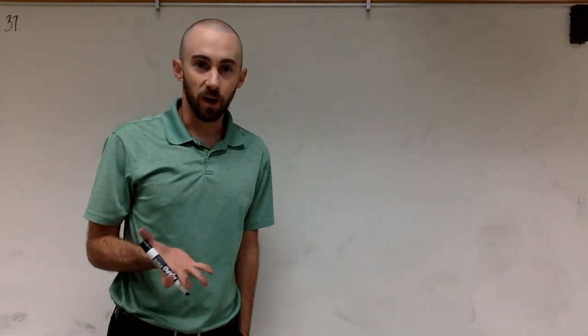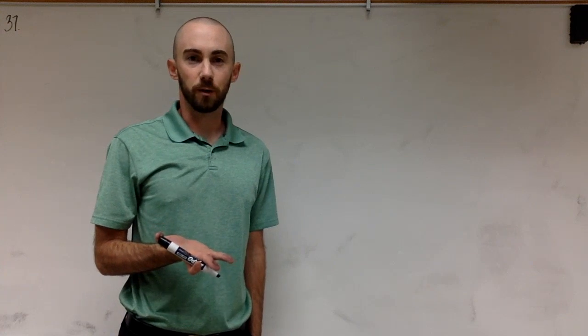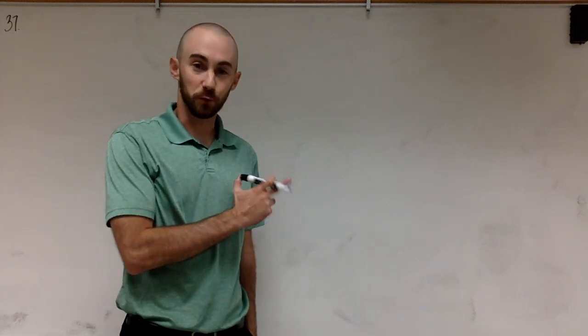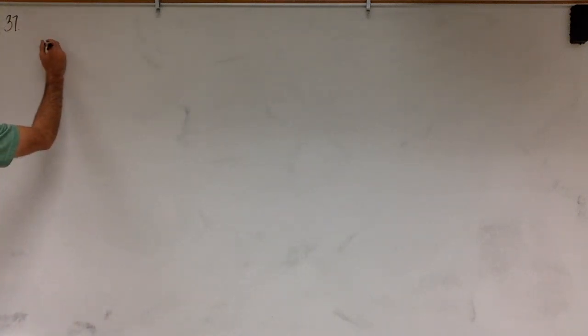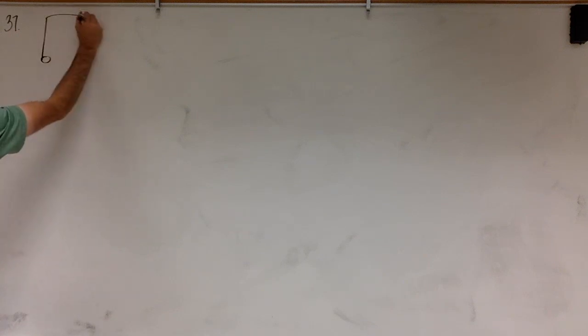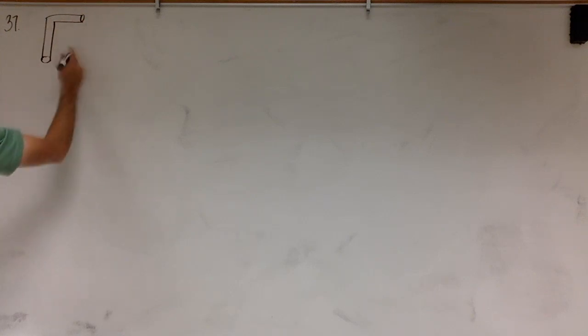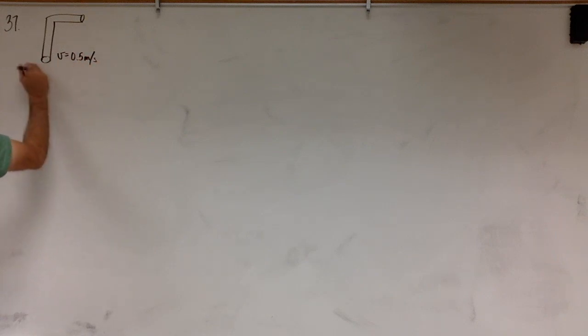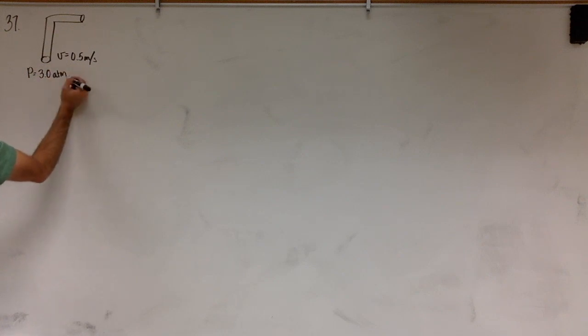So why is this useful? Well, it helps you when you have problems like me where you have low water pressure and you need to figure out why. But it also is useful for the problems we're going to try out right now. Let's say I've got some pipe here, and it goes like this. Down at the bottom here, it's got a velocity of 0.5 meter per second. It's also got a pressure of 3.0 atmospheres.